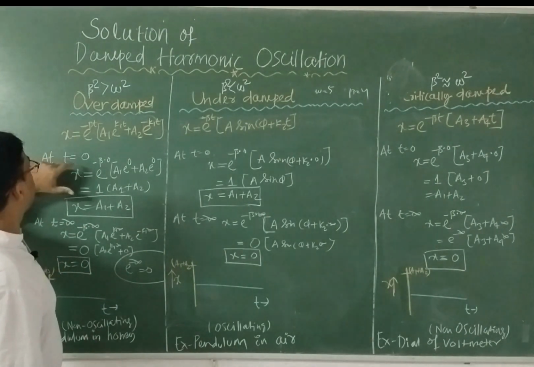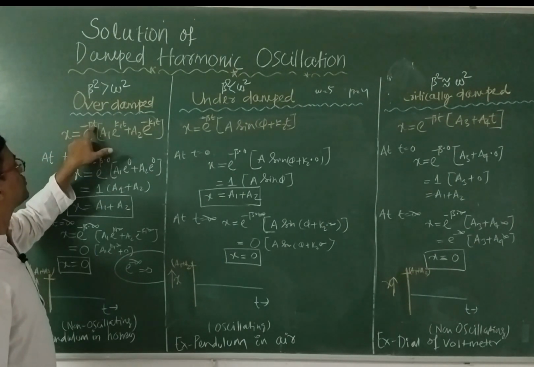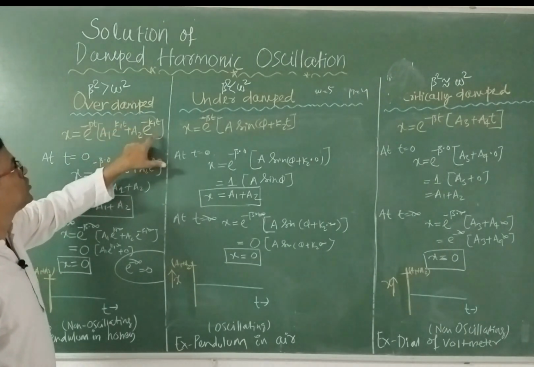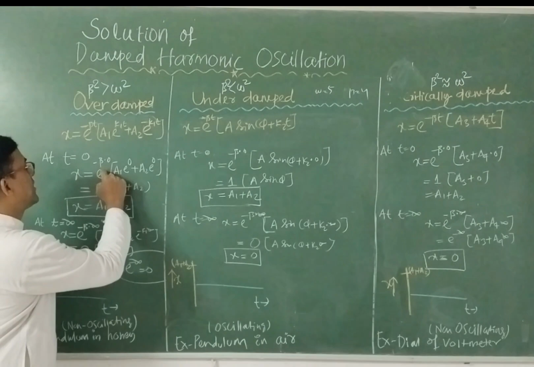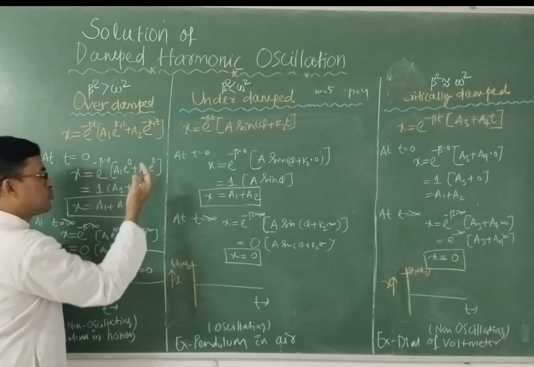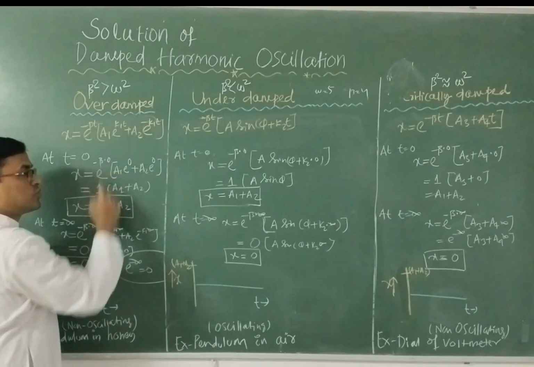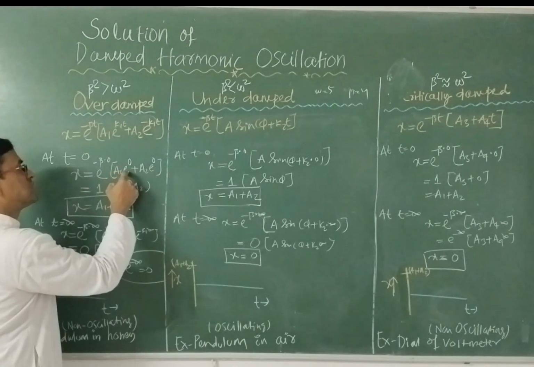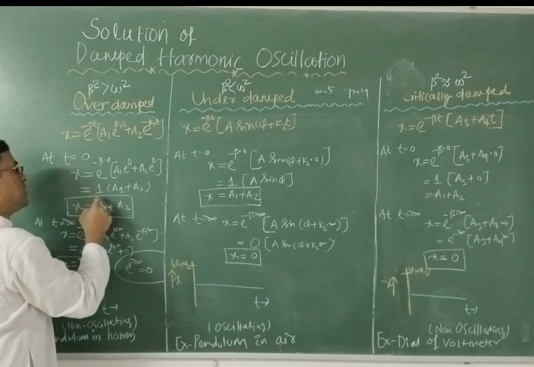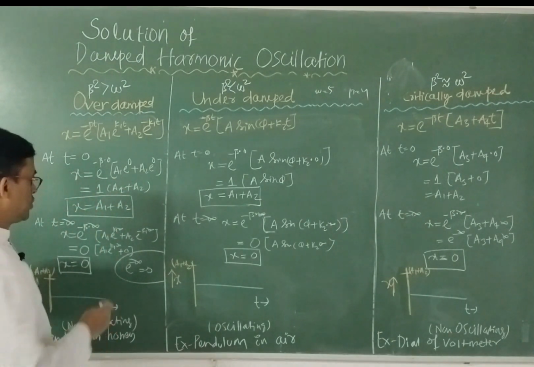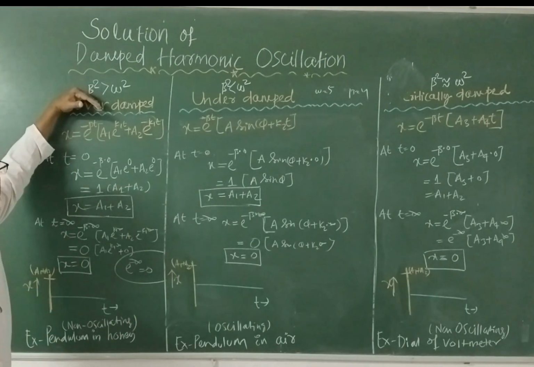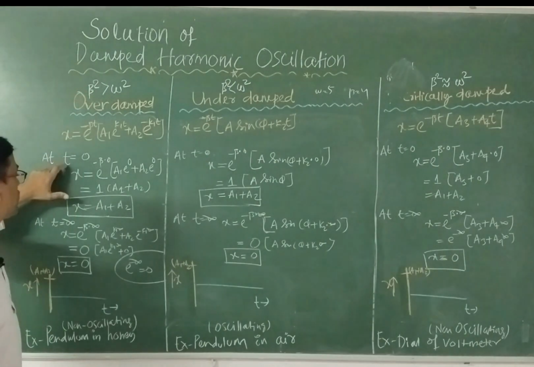Let's check. If I put t equal to 0 in this solution, it will be e to the minus beta into 0, open bracket, a1 e to the 0 plus a2 e to the 0. e to the power 0 is 1, so a1 into 1 is a1, a2 into 1 is a2. Therefore x equal to a1 plus a2. So the displacement value for the overdamped condition at t equal to 0 is a1 plus a2.